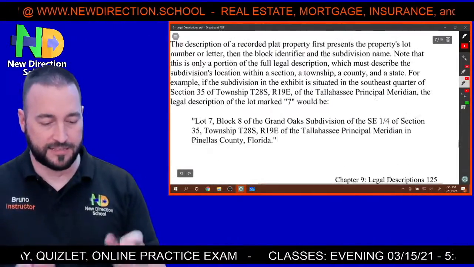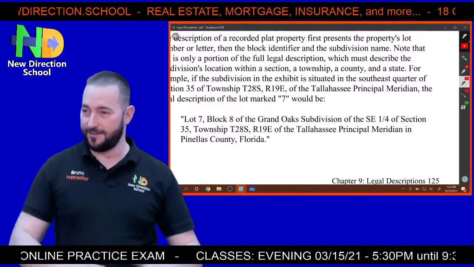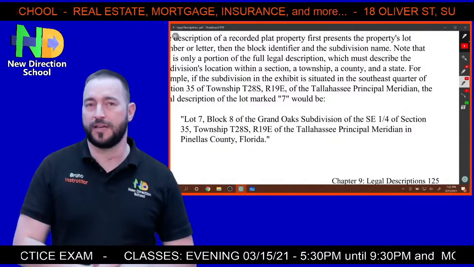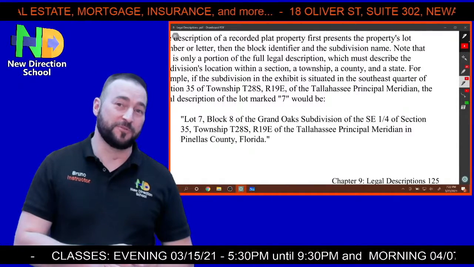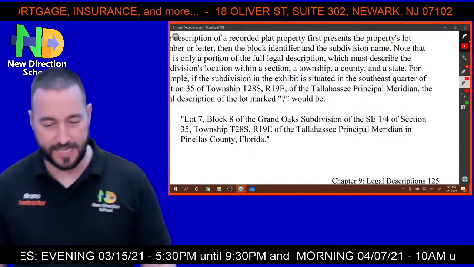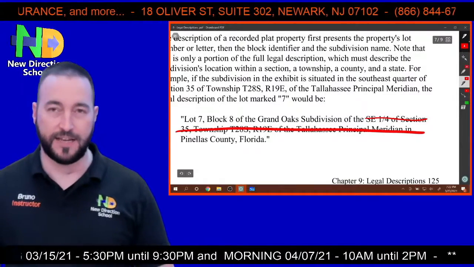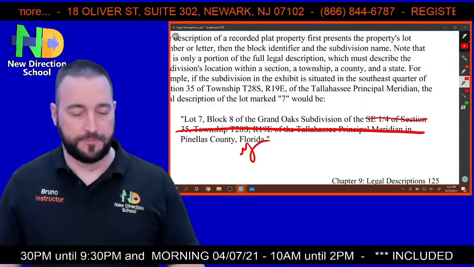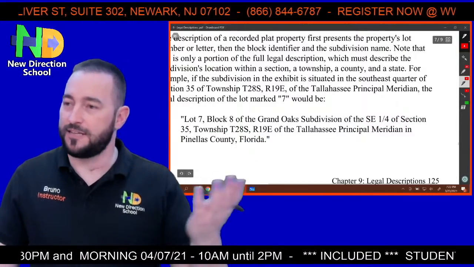So this will be lot 7, block 8, Grand Oaks subdivision of the southeast quarter, which you guys know how to identify now, of the southeast quarter of section 35, township T28S, range R19E of Tallahassee Principal Meridian in Pinellas County, Florida. The cool thing is that in New Jersey, half of this stuff will not be here. This will not be here at all. It would just say, let's say Pinellas County, New Jersey. Whatever. Okay? But the example has to be here for the combination of things. And that's the lot and block. Simple.